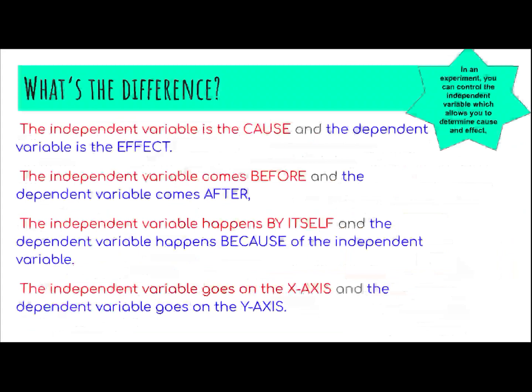The independent variable comes first, and the dependent comes after. The independent happens by itself, whereas the dependent happens because of the independent one. And finally, the independent variable, when we're graphing, goes on the x-axis, and the dependent goes on the y-axis, the vertical axis. In an experiment, you can control the independent variable, and then you measure the dependent variable.